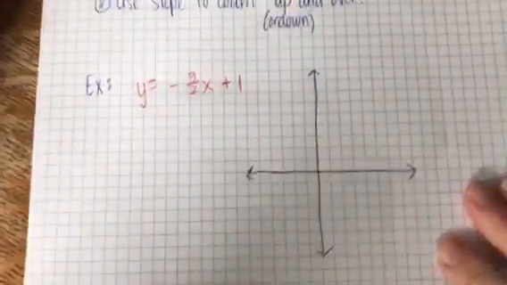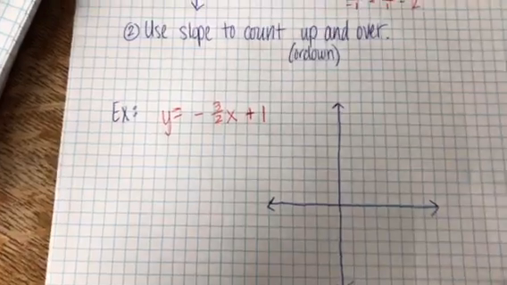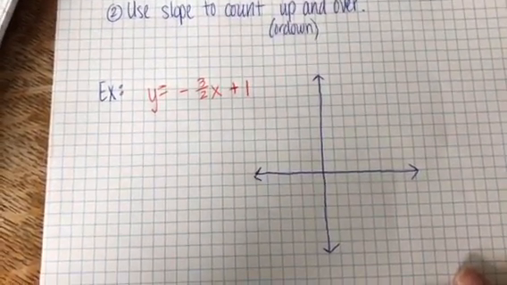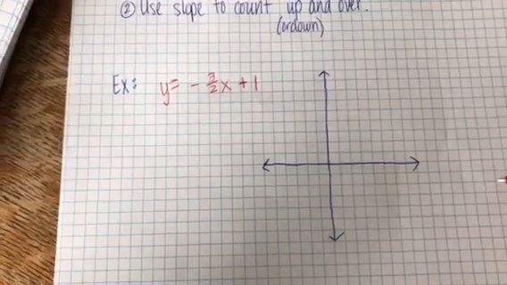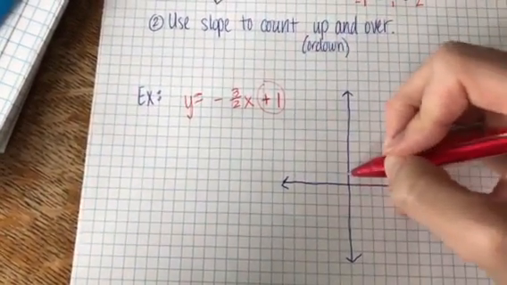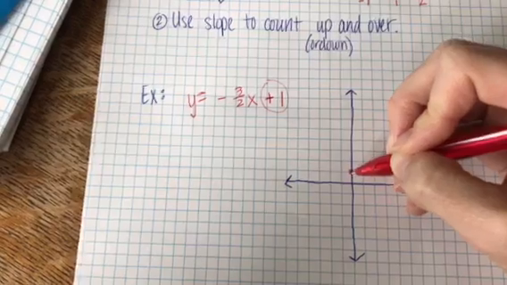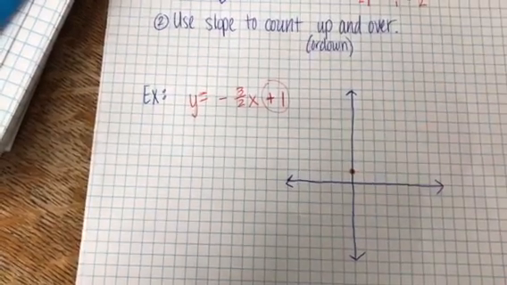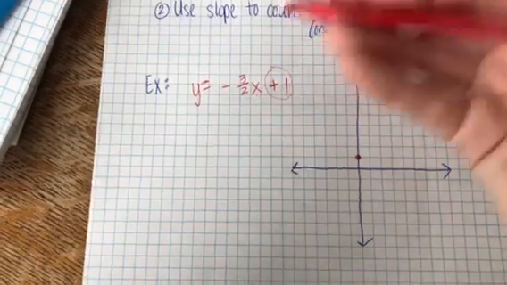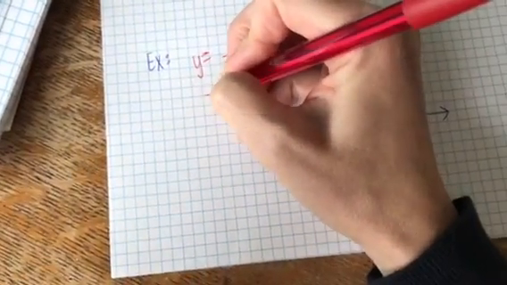Here's one more example. I have a different equation here, y equals negative 3 halves x plus 1. So again, I'm going to start with the y-intercept, which is positive 1. So I'll count up 1 on the y-axis and plot my y-intercept. And then I'm going to use my slope to count up and over. So I have some options here.